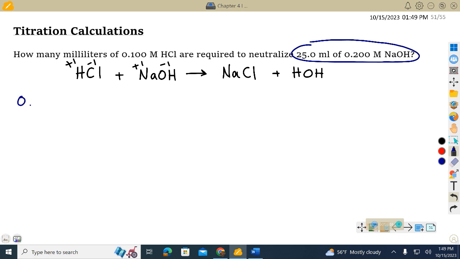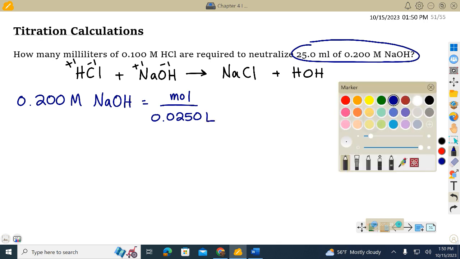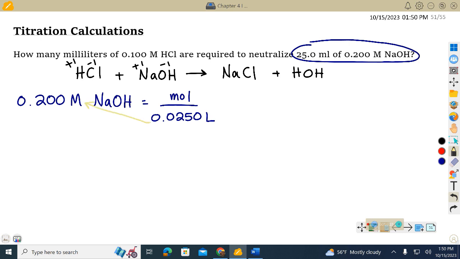It's a 0.2 molar sodium hydroxide solution. And molarity is moles per liter. So I'm going to have to switch that 25 milliliters to 0.025 liters. We cross multiply, right? Cross multiply to find moles. So I'm looking at about 0.00500 moles of sodium hydroxide.